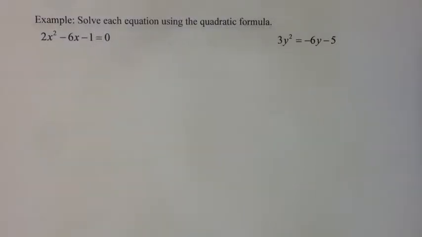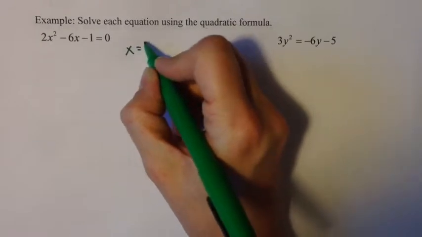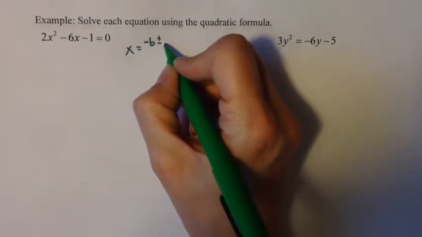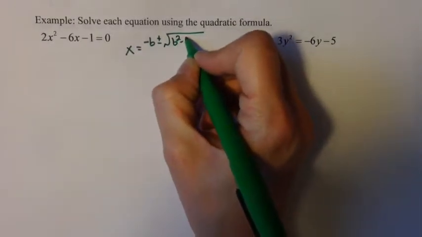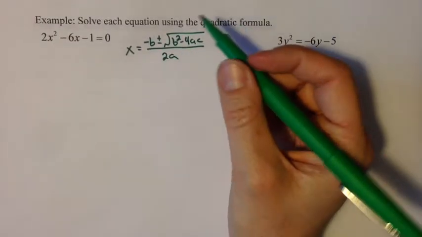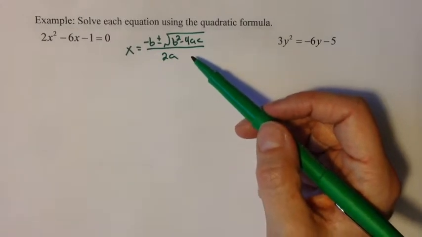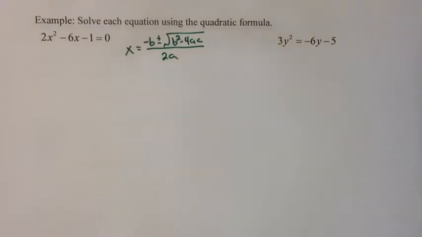My first example is 2x squared minus 6x minus 1 equals 0. I'm going to start by jotting down what my formula is. The quadratic formula says x equals negative b plus or minus the square root of b squared minus 4ac all over 2a. By the way, if you're having trouble remembering the quadratic formula, look it up on YouTube. There are some funny videos of kids singing about the quadratic formula.